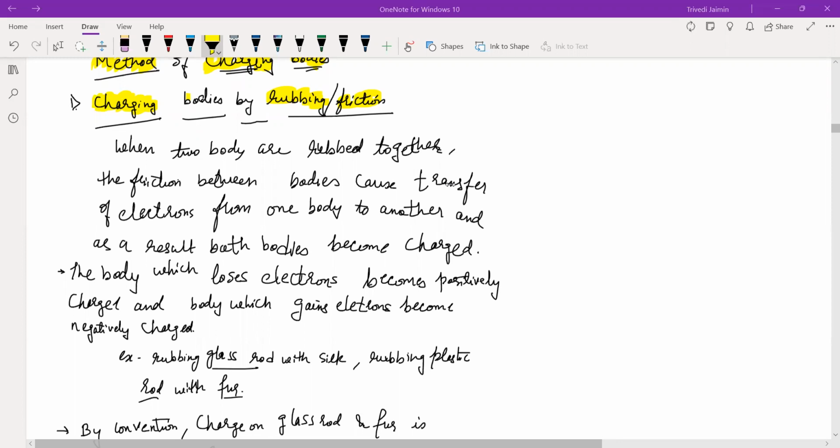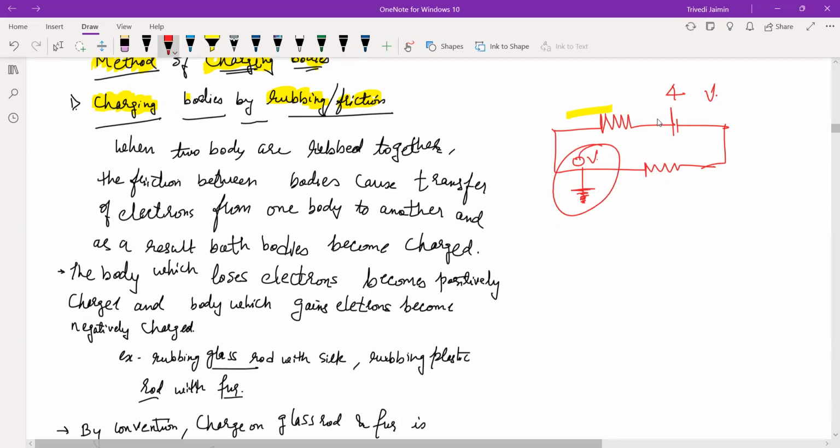See, earthing is like a neutral charge. Whenever we are drawing a circuit and connecting something here and saying this is earthed, that means this has zero potential, while this has somewhat 4, 5, whatever potential. So earthing we assume as zero potential. It is a neutral body.